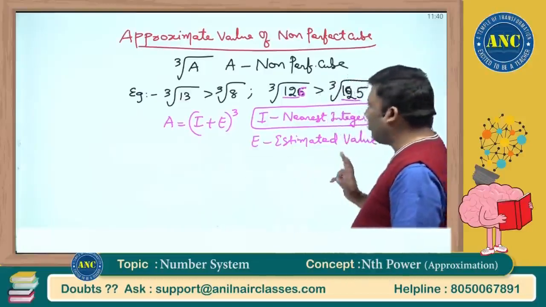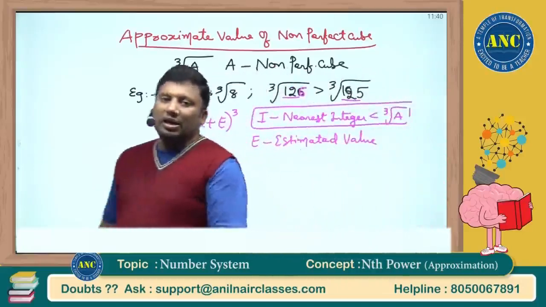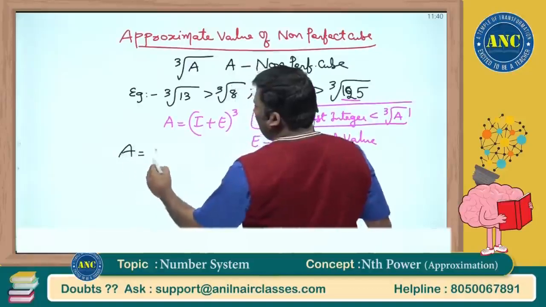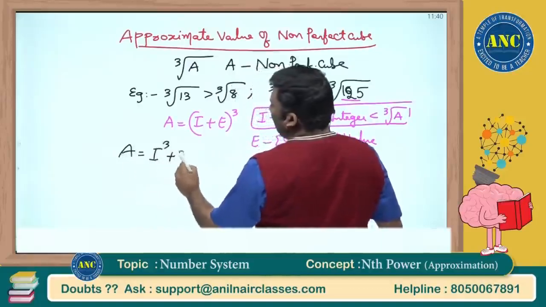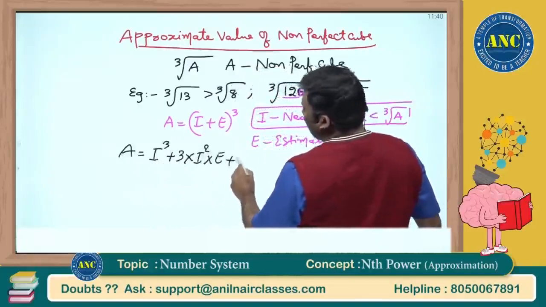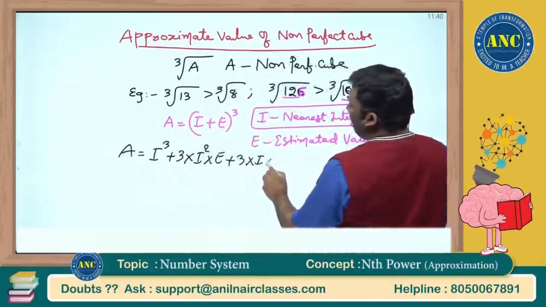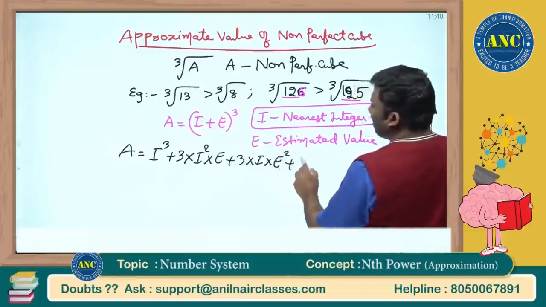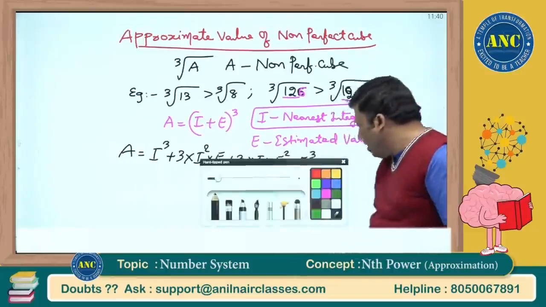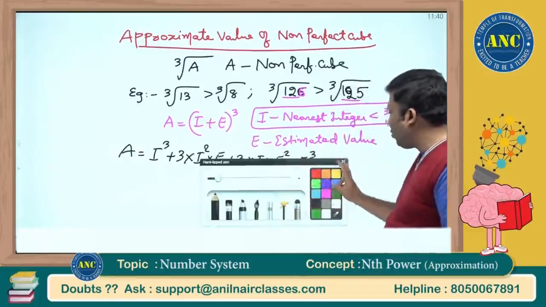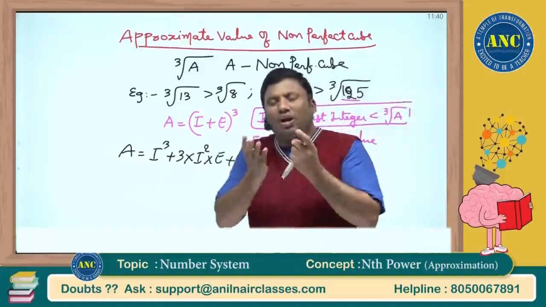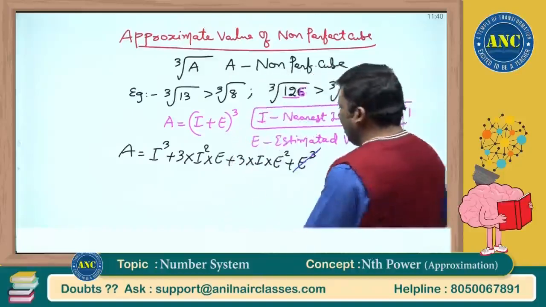Now see here. A is (I plus e) whole cube, that is, (a plus b) whole cube. First is a cube, next is 3a square b, next is 3ab square, and next is b cube. Now listen carefully. These are nothing but estimated values. It is very small. Cube root of 10 is 2 point something.